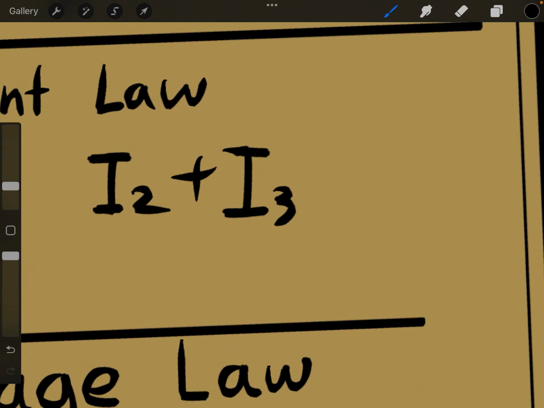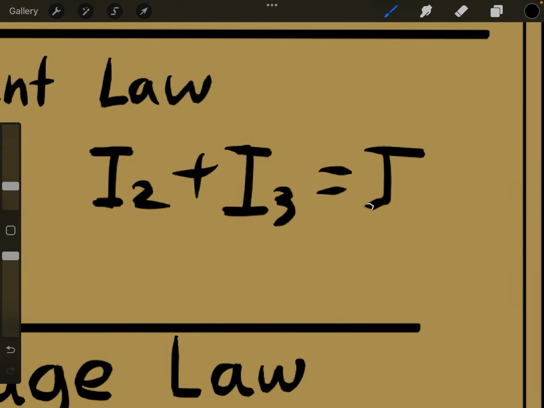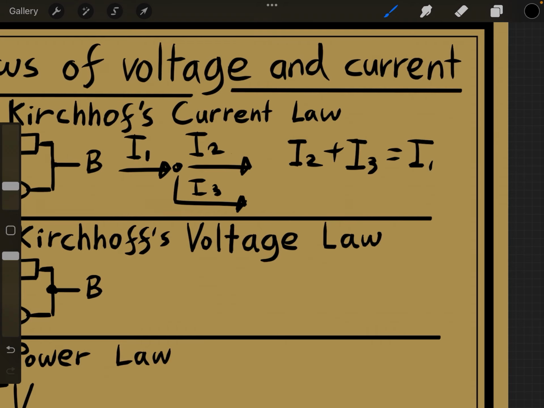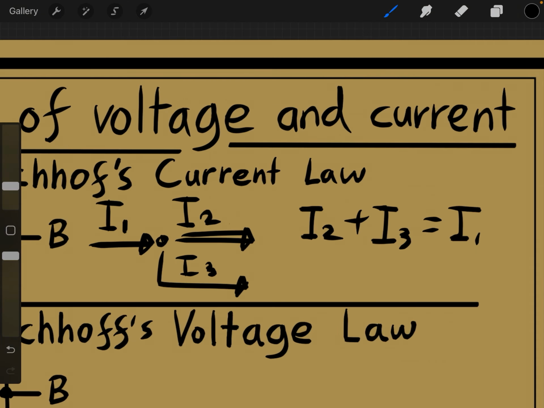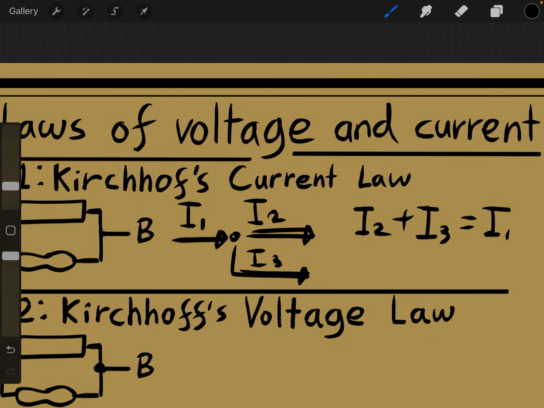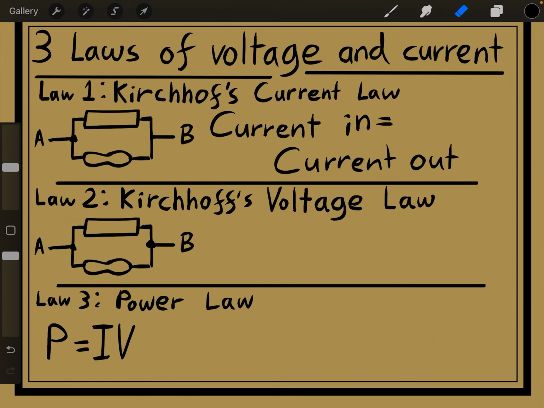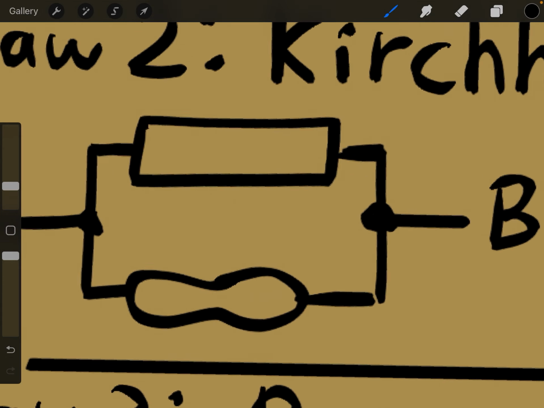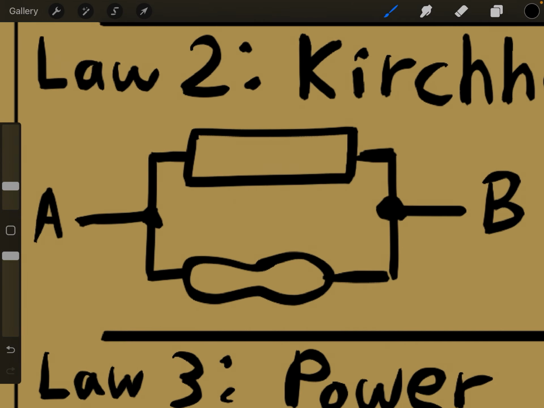Current 2 plus current 3 is equal to current 1, because current 1 is the current coming in and current 2 and 3 are the currents coming out, and they have to be equal to each other. So Kirchhoff's current law is current in equals current out at any point in a circuit. Now for law 2, take this circuit diagram as an example.